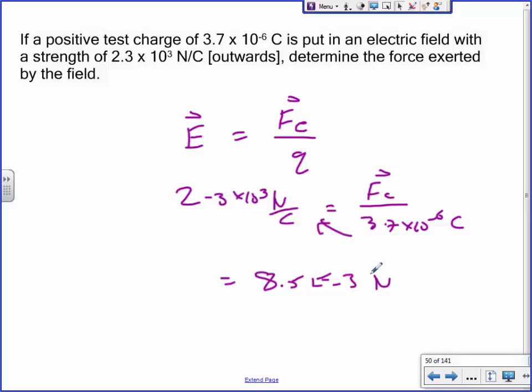Hopefully you guys can see why it'll be newtons, right? Because if you take this newtons per coulomb number and times by that coulombs number, won't those coulombs end up canceling? We should be careful with directions again though, because these are vectors still. So I'm just going to draw a quick picture here. The electric field is going outwards.